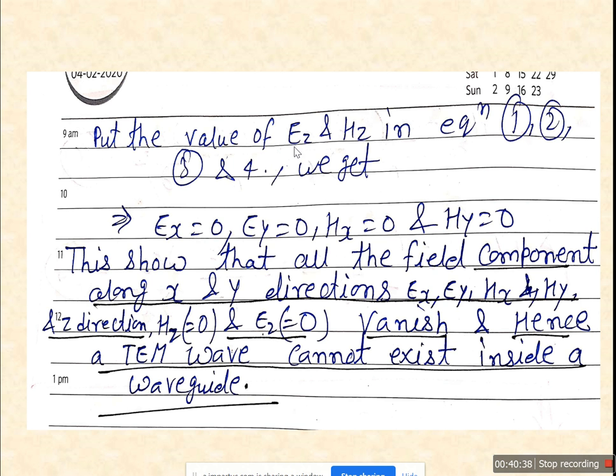So put this value of Ez and Hz in equations 3 and 4: Ex is 0, Ey is 0, Hx is 0 and Hy is 0. This shows that all the field components along the x and y directions vanish, and hence a TEM wave cannot exist inside a waveguide. This is the term. You can write the answers like this.